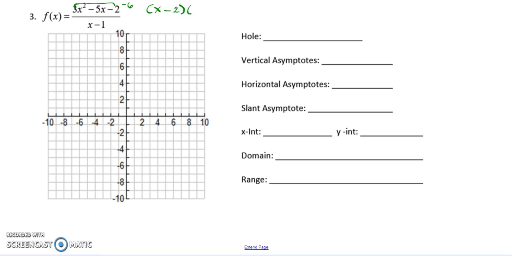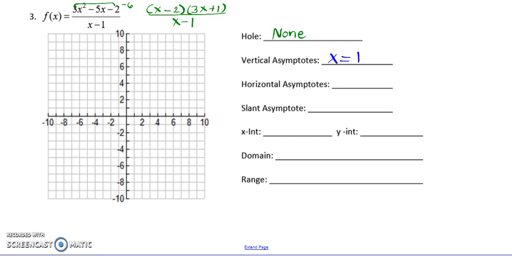You have x minus 2 times 3x plus 1, and we have that over x minus 1. Nothing cancels, so there is no hole. Now for a vertical asymptote, we solve what's left in the denominator. We get x equals 1.